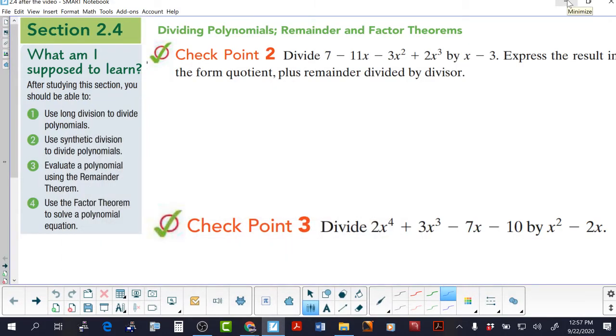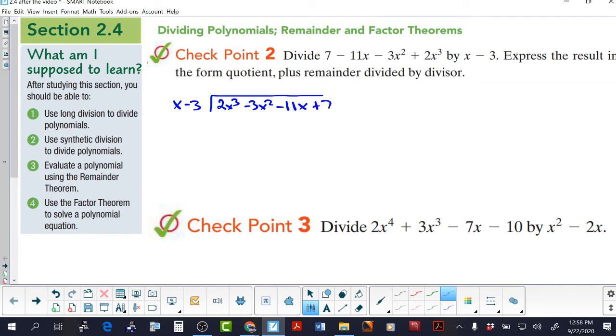Section 2.4, dividing polynomials, remainder and factor theorems. Divide, express the result in the form quotient plus remainder divided by divisor. So we're going to do some long division here. We're going to divide x minus 3 into 2x to the third minus 3x squared minus 11x plus 7.